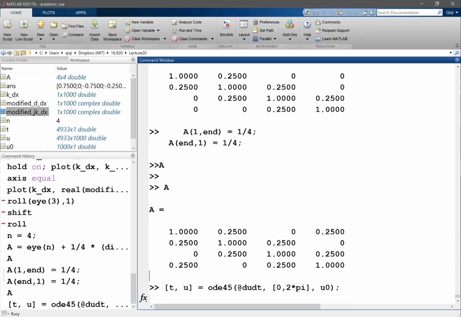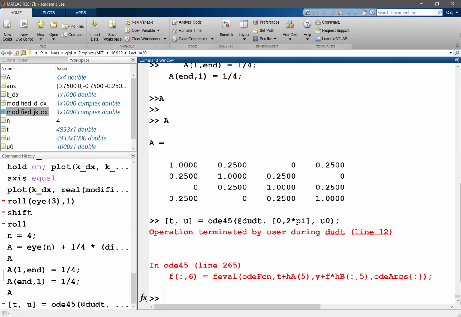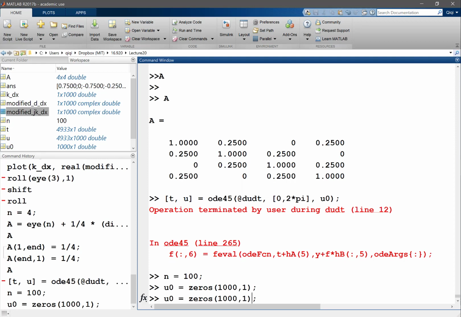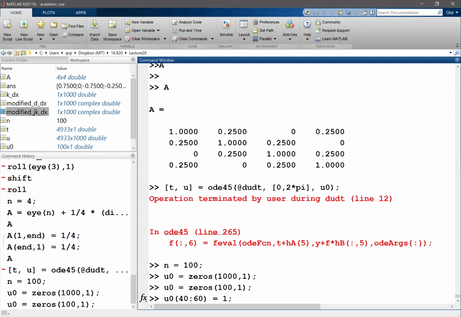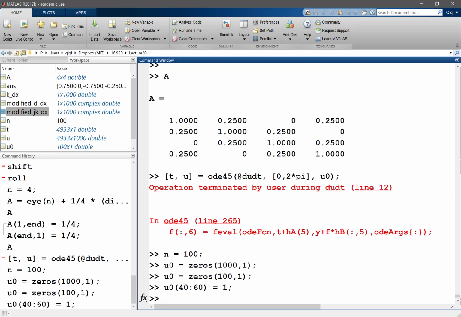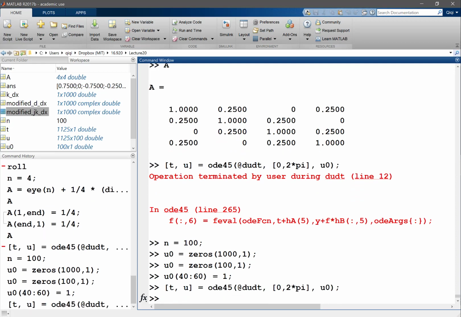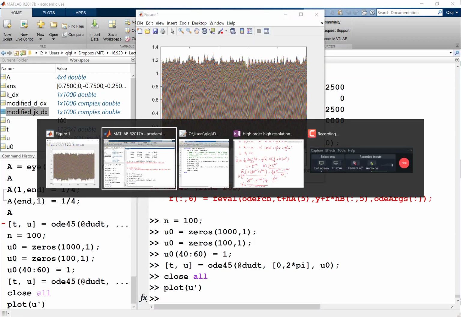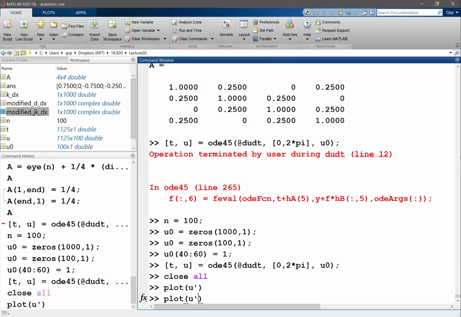Kind of starts to wonder if I put in too much n. Well, let's make a smaller n, 100. Set this to this, and let's solve this with fewer grid points. And close all and plot my U transpose and see. That's too much n.